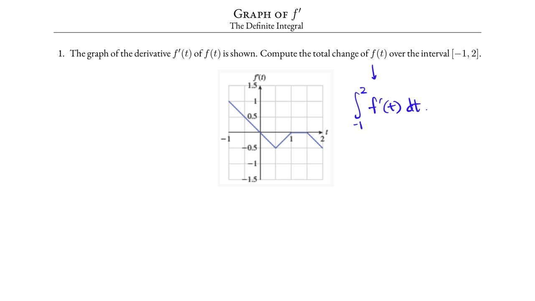But the graph of f prime of t is given. So to evaluate this definite integral, we simply find the area between the curve and the horizontal x-axis. The goal is to find the area between the curve and the horizontal x-axis. Because of this, we will strategically divide this shaded region into 3.